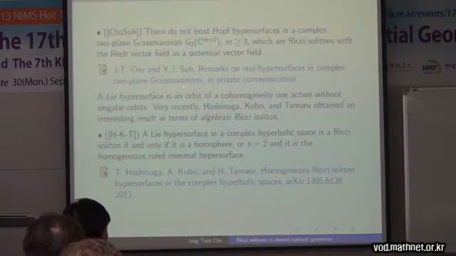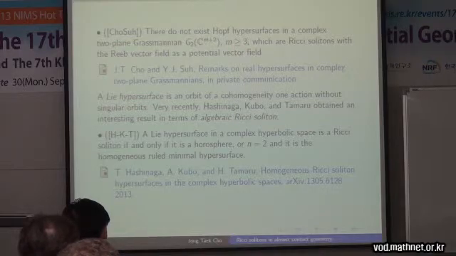Recently, in private communication with Professor Suh, we found that there do not exist Hopf hypersurfaces in complex two-plane Grassmannians G2(C^(m+2)), m greater or equal to 3, which are Ricci solitons with the Lie vector field as a potential vector field. They do not exist.